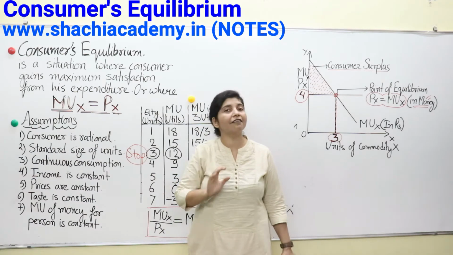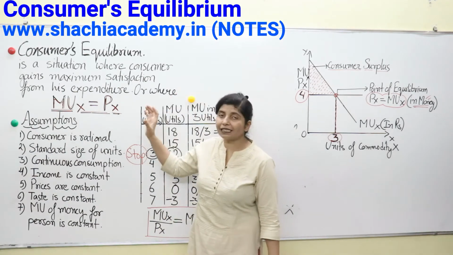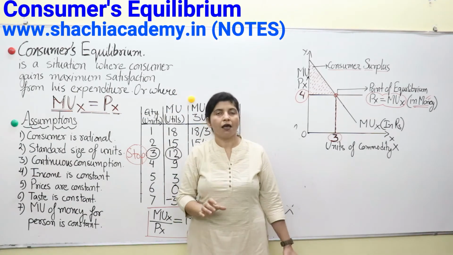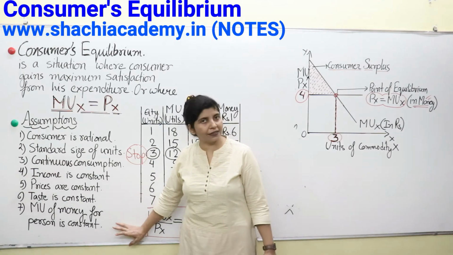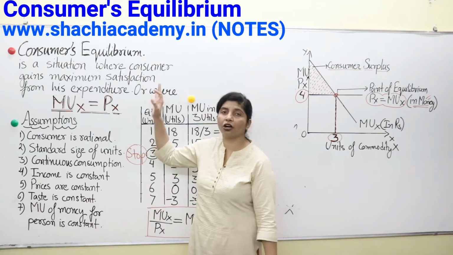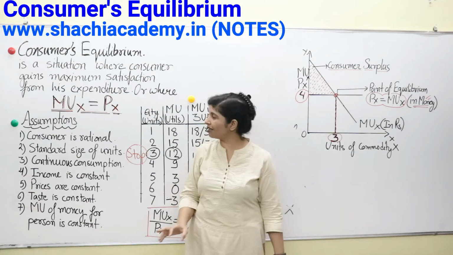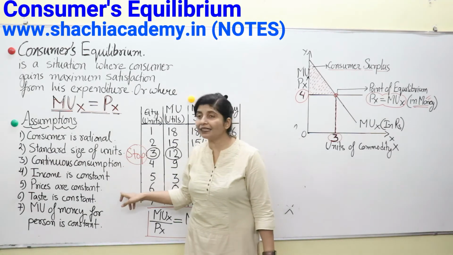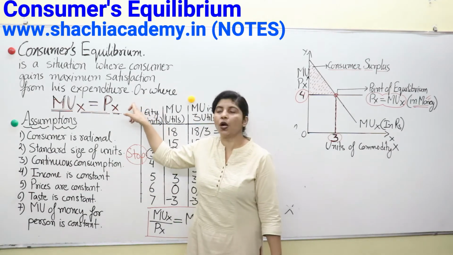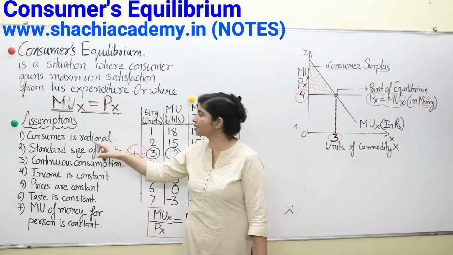See, assumptions are really very important for this concept or law to hold true. Why? Because if these conditions are absent, then this concept or law will not hold true, because it depends on the existence of these conditions. If they all are there, then only this will hold true. Otherwise, it will not hold true. Number one is consumer is rational.